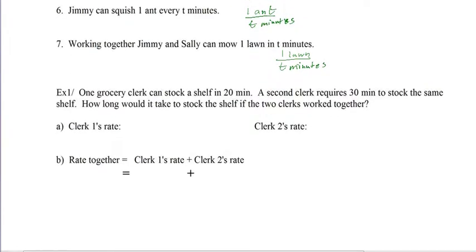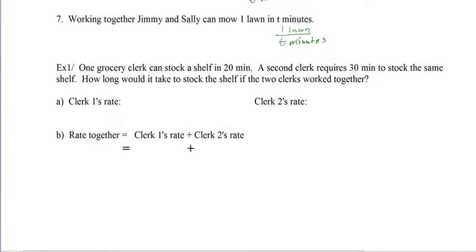All right, so let's try one. So one grocery clerk can stock a shelf in 20 minutes. A second clerk requires 30 minutes to stock the same shelf. How long would it take to stock the shelf if the clerks were working together? So what we're looking for on each of these, you're going to have two people, and they're going to work alone, and they're going to work together. So you're going to have 3 rates each time.